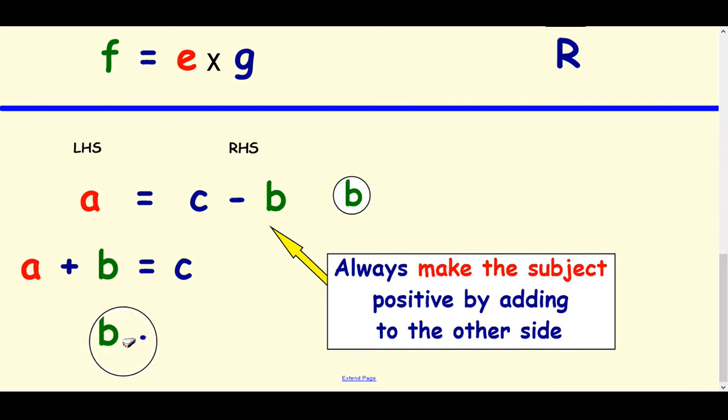Now to finish, I've got an A plus B. So that's been added. The A's been added. I know it's at the front, but it's still been added. So I want to do the opposite of that. I want to take it away.